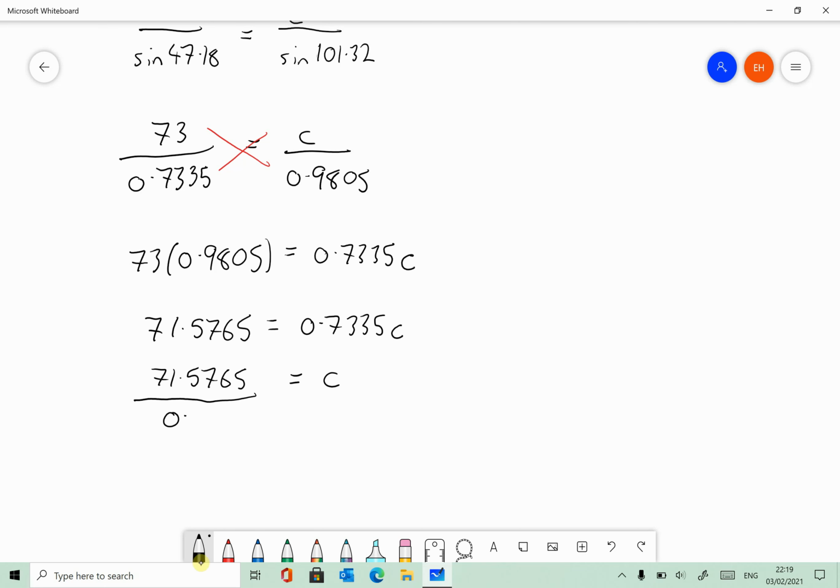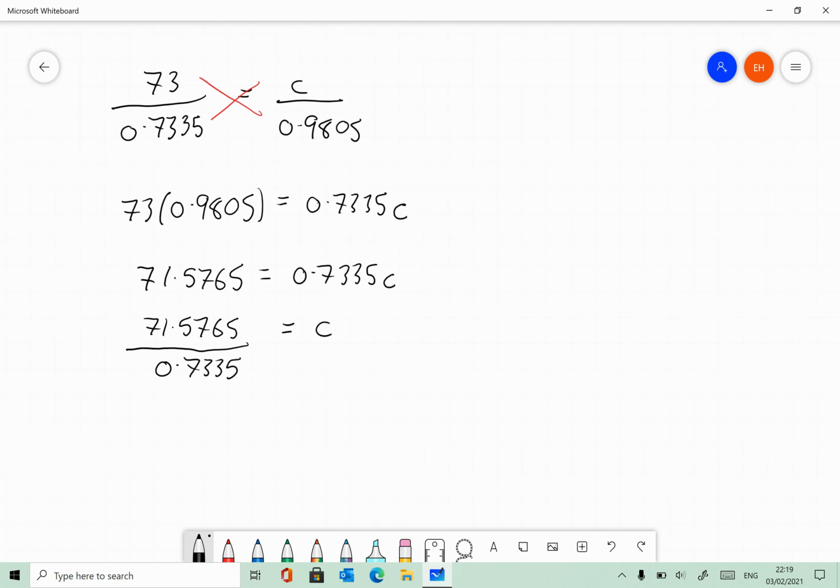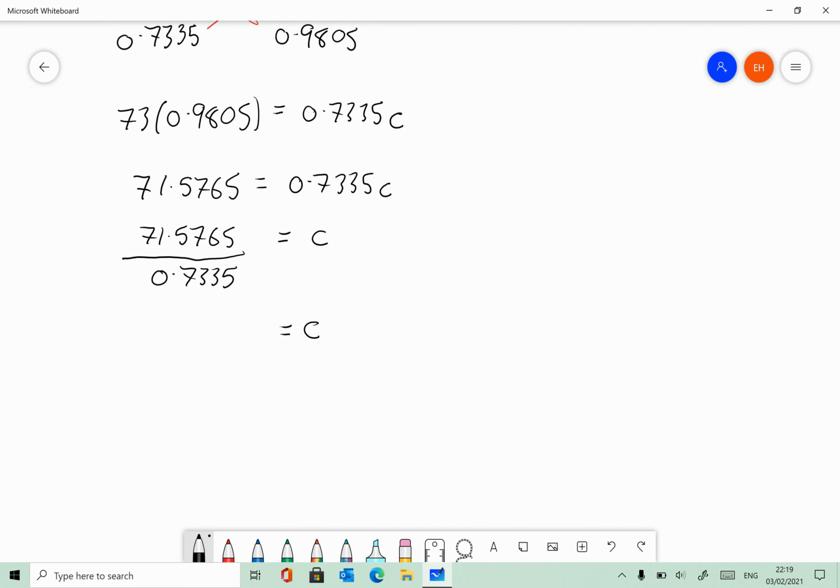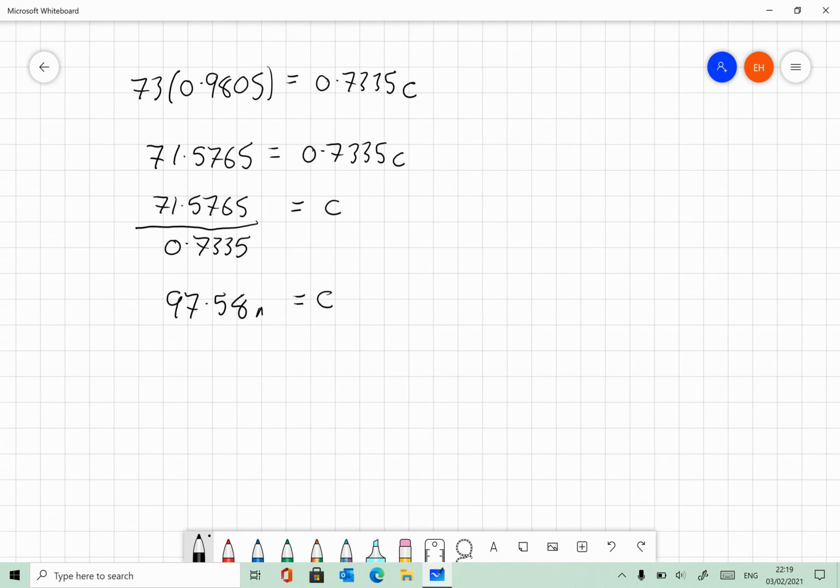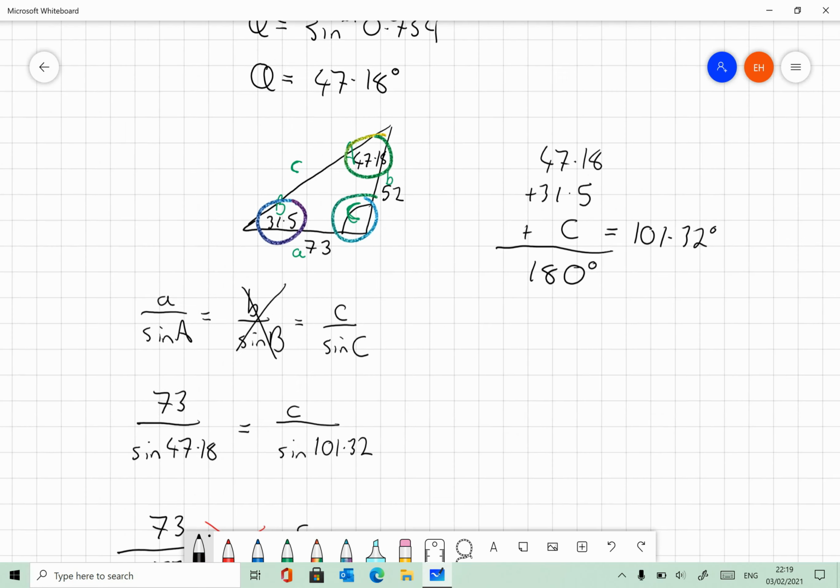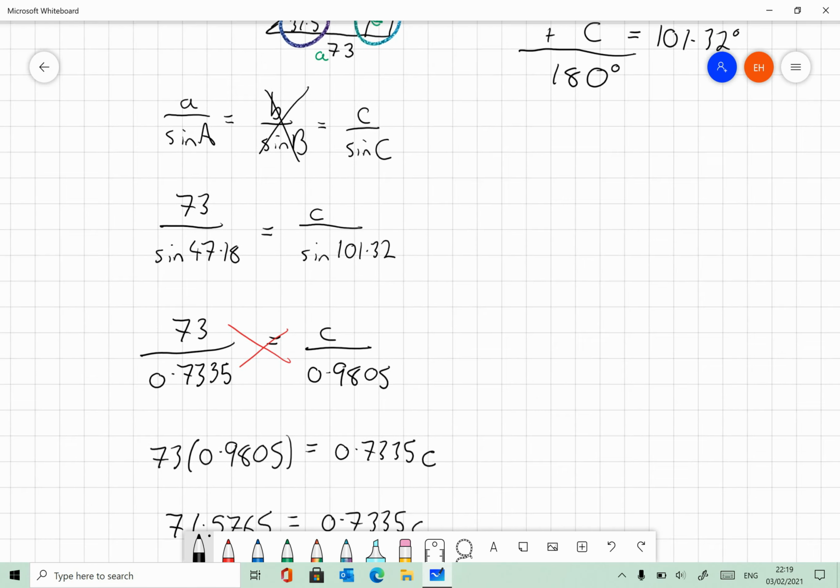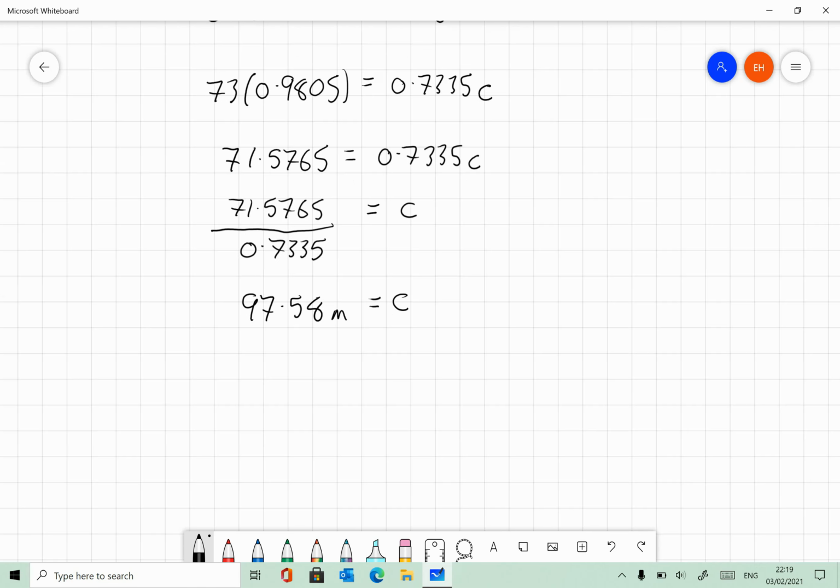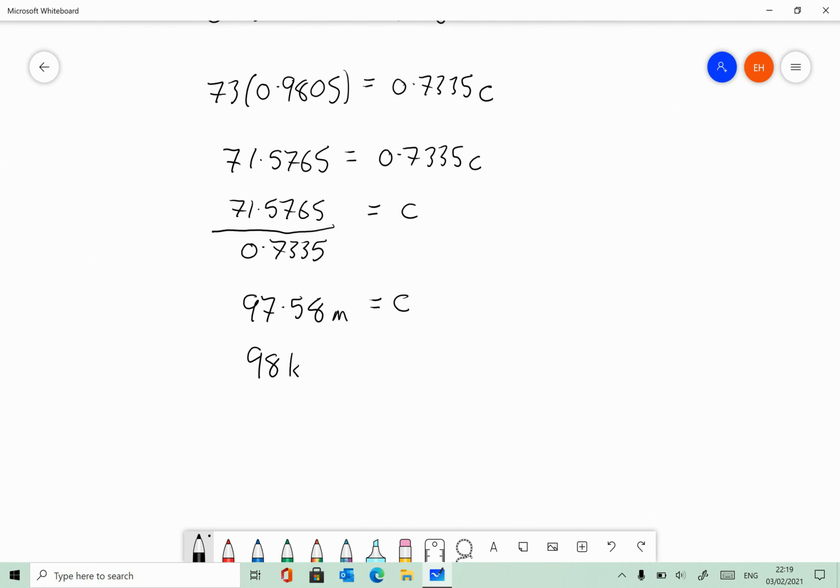71.5765 all over 0.7335. So C must equal 97.58, and that's going to be meters. Corrected to the nearest kilometer, let's call it 98 kilometers. So that's how we use the sine rule.